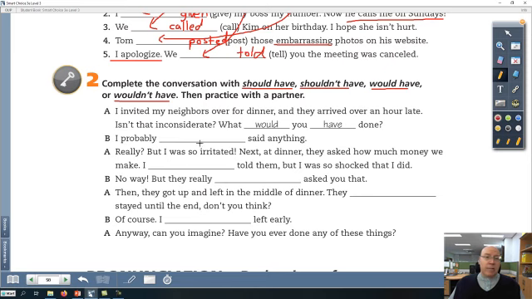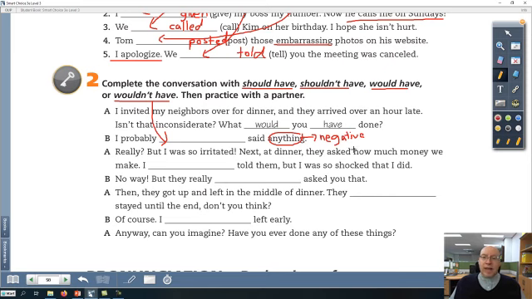I probably, blah, blah, blah, said anything. Anything is used with a negative. If it was affirmative, if it was a plus, we would say something. Okay, but here we've got anything. So we've only got 2 choices in this situation here. And this person probably wouldn't want to cause a problem. So this person would say, I probably wouldn't have said anything. And then B would respond, really? But I was so irritated.